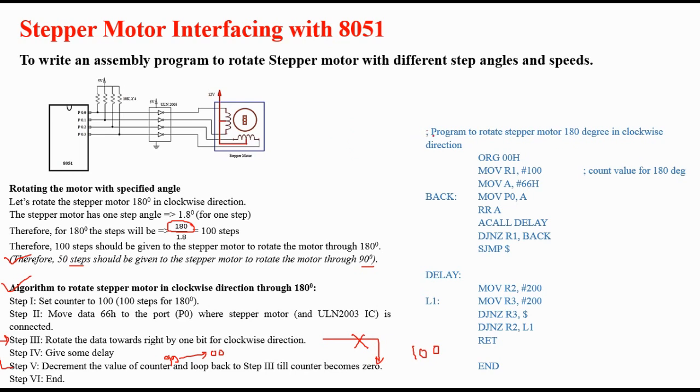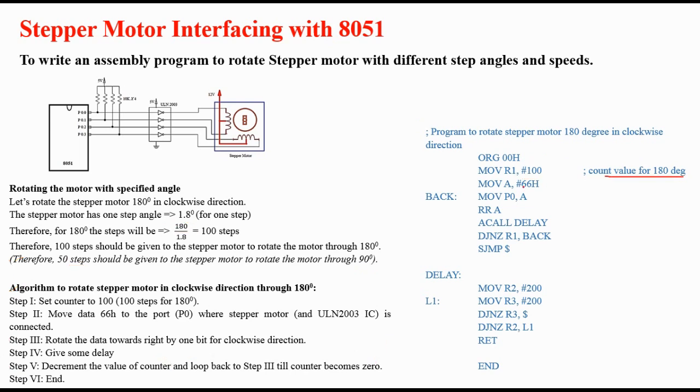So here, semicolon: program to rotate motor 180 degree in clockwise. Semicolon means comment, that you know already. ORG 00H means starting location of the program memory. MOV R1, #100. So we are moving 100 into R1. Here you should observe that we are moving 100 and not the hex value. So we can move the decimal value directly by using this instruction. In this way the count value for 180 degree is loaded in register R1.